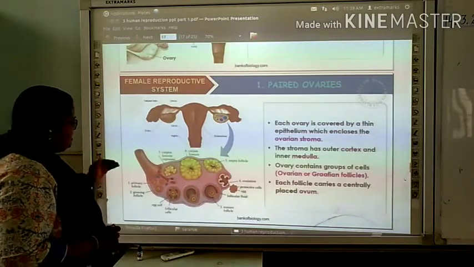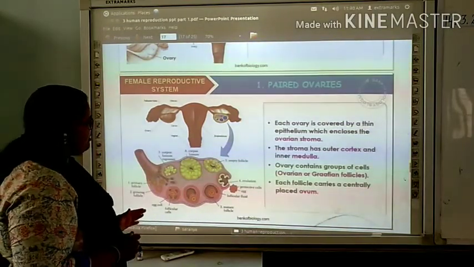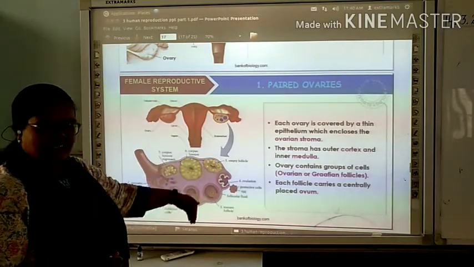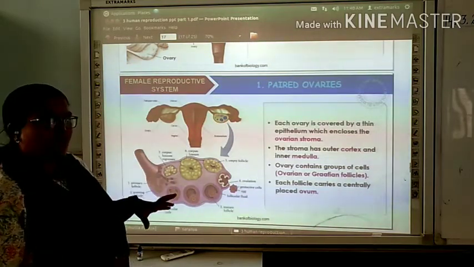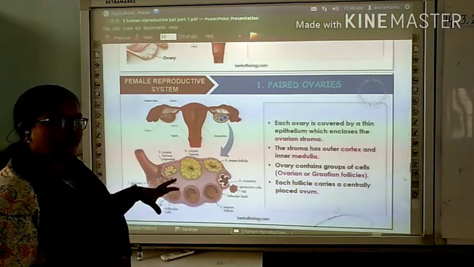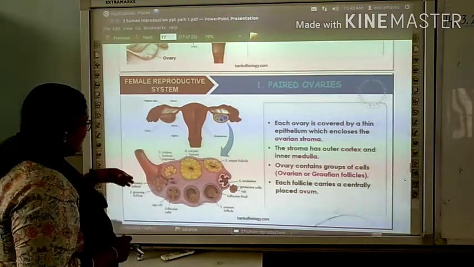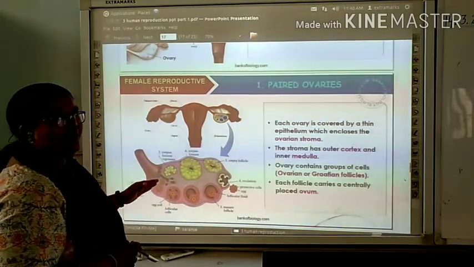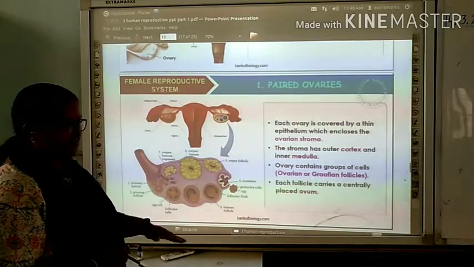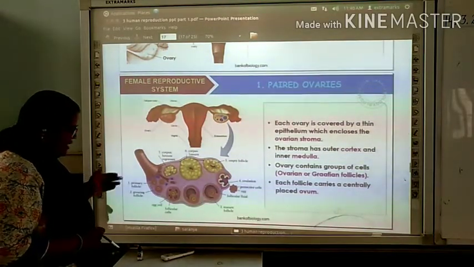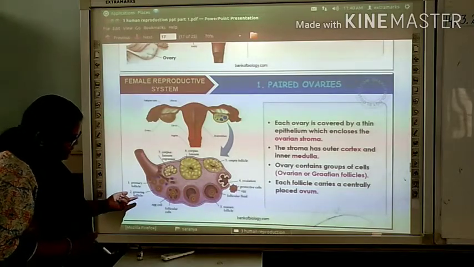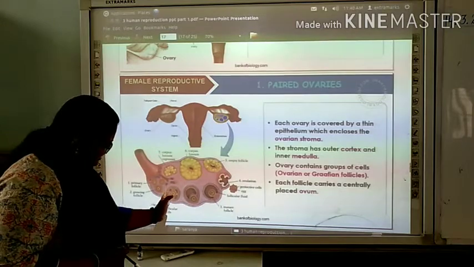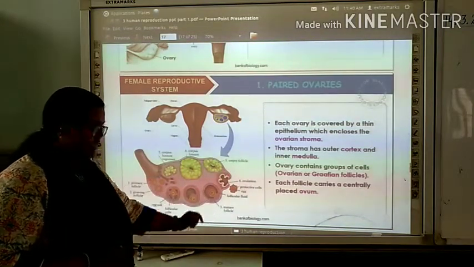If you check the inner structure of an ovary in section, the ovary contains a group of cells called the ovarian follicles or Graafian follicles. These are all the ovarian follicles, which are in different stages of their development. Here you can see a primary follicle first, then a growing follicle, slowly growing, and they are going to mature. This stage is the mature follicle.